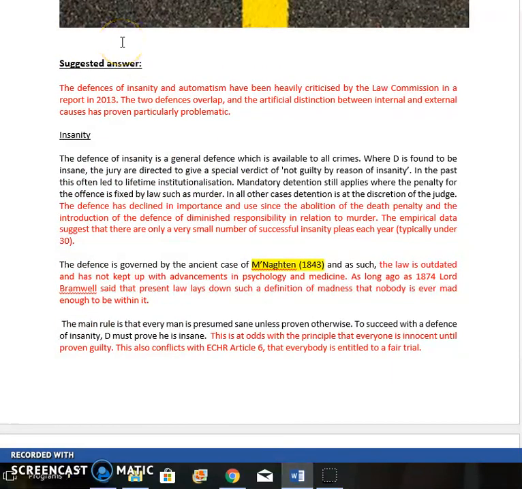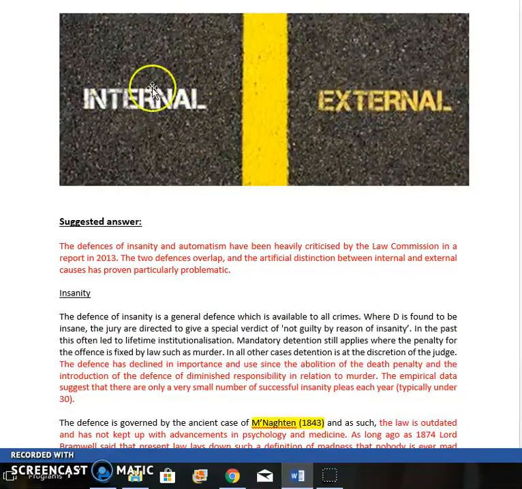So if we look at my introduction then in this suggested answer, I've started off by saying that the defences of insanity and automatism have been heavily criticised by the Law Commission. The Law Commission wrote a report on these two defences in 2013, and in that report, the Law Commission pointed out that the two defences overlap and that there is this artificial distinction between external causes, and that's proven particularly problematic.